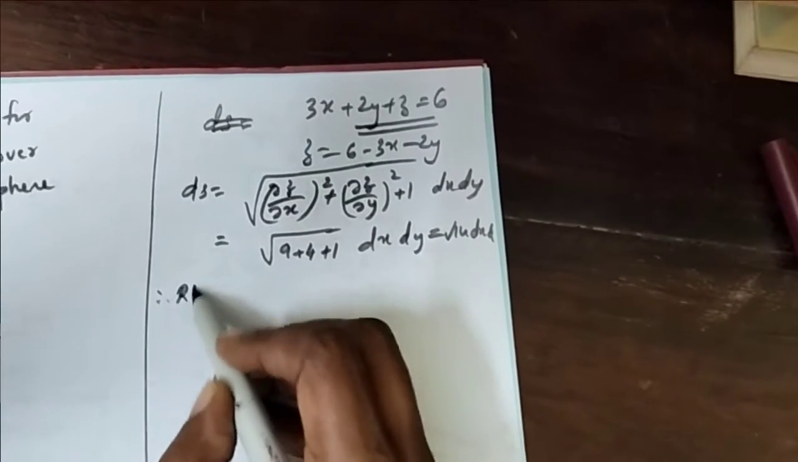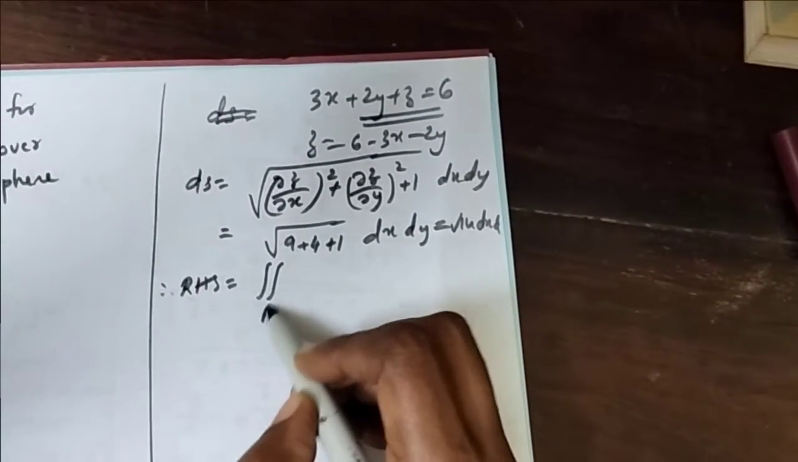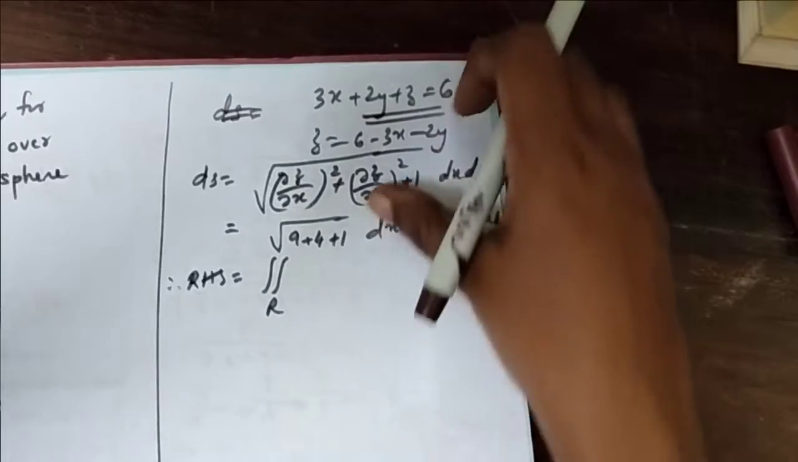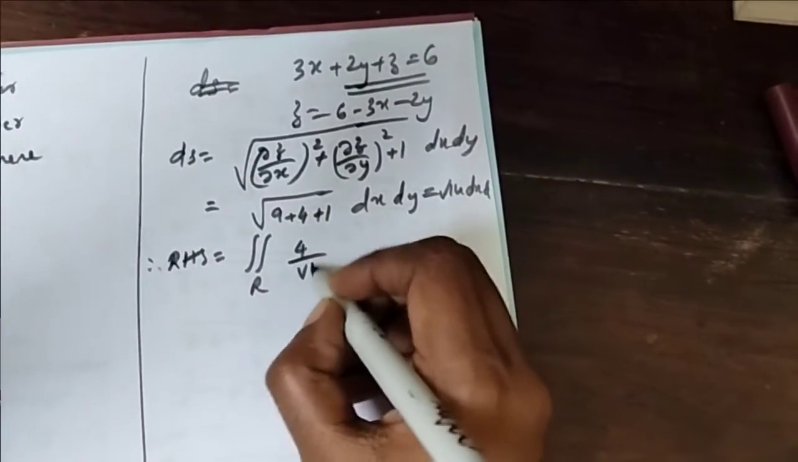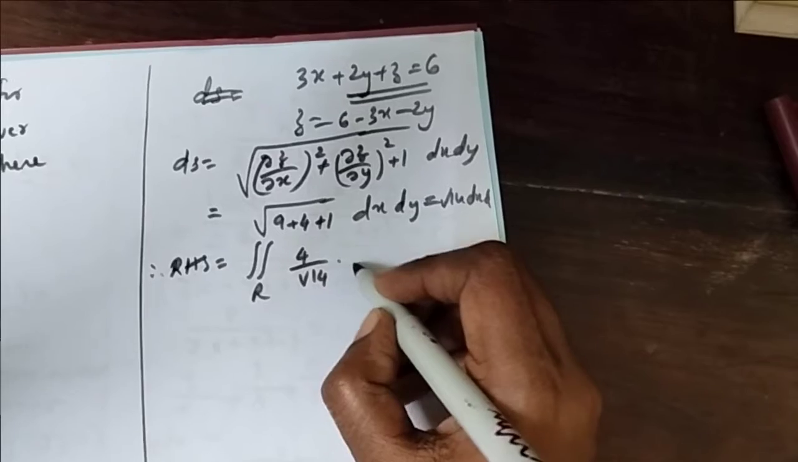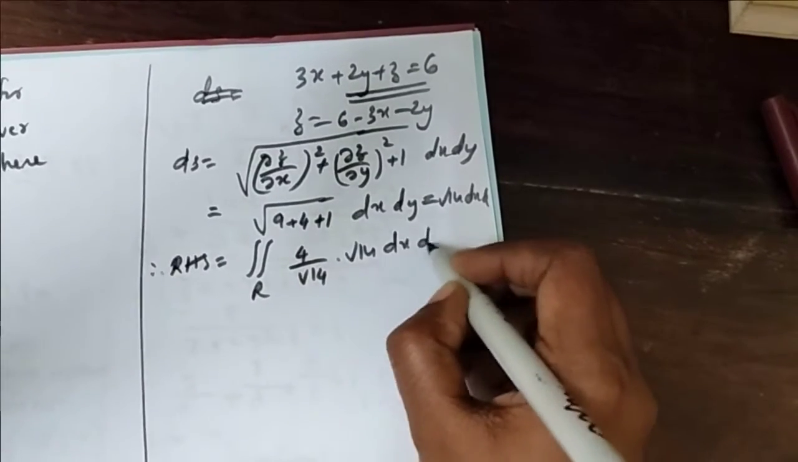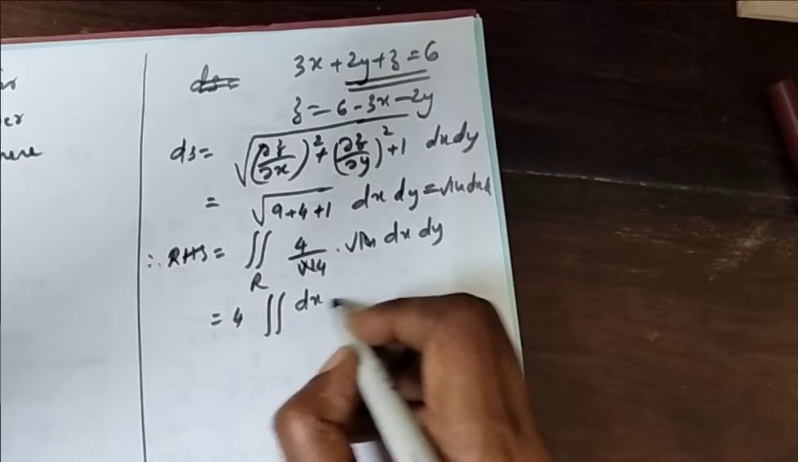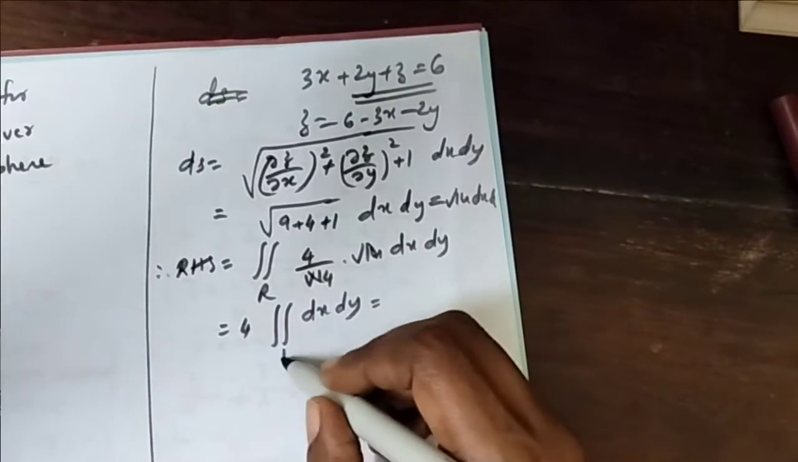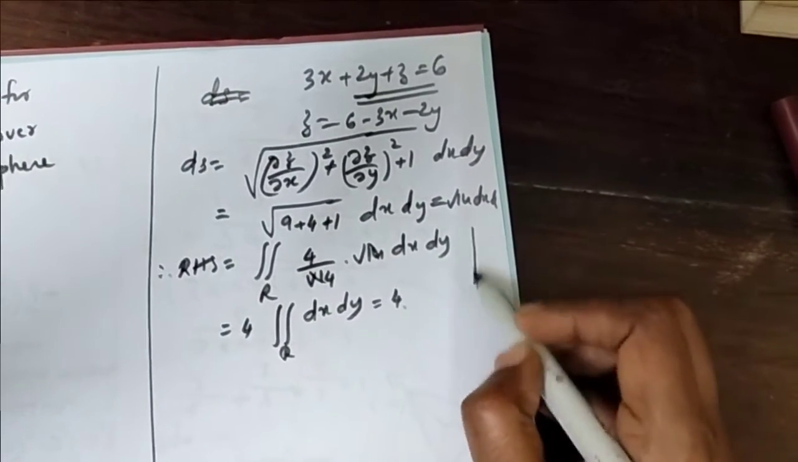So the right hand side is the double integral over R of curl F dot n dS. Curl F dot n was 4 by root 14, into root 14 dx dy. So it is 4 into the double integral of dx dy. And what is it? It is the area of the triangle, because the base is a triangle.